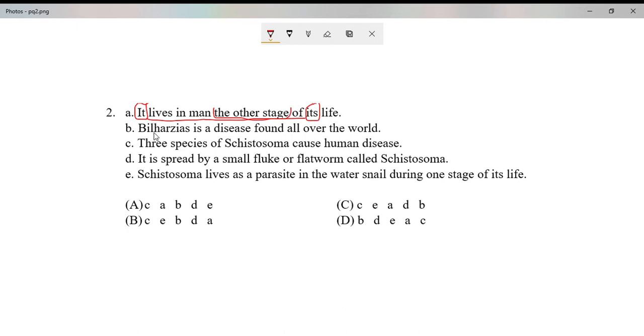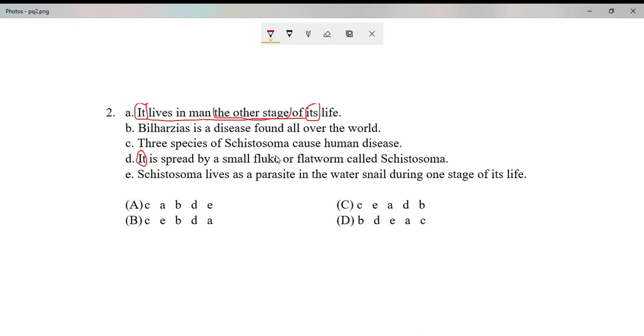Okay, so the next sentence, bilharzia is a disease found all over the world. Good sentence. This might be an introductory sentence because it is introducing a disease. We'll come back to it. Three species of schistosoma cause human disease. Okay, I have no idea where the sentence fits by just reading the sentence. It is spread by a small fluke or flatworm called schistosoma. Okay, again, I have this referent, right? This pronoun it, right? This sentence again cannot come in the beginning. It has to come after something that it refers to.